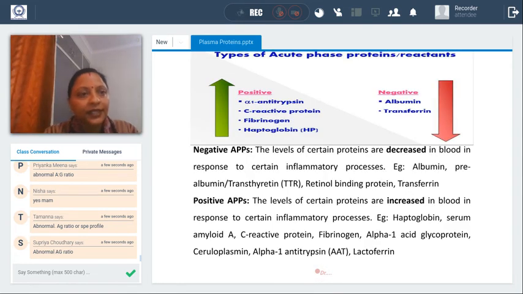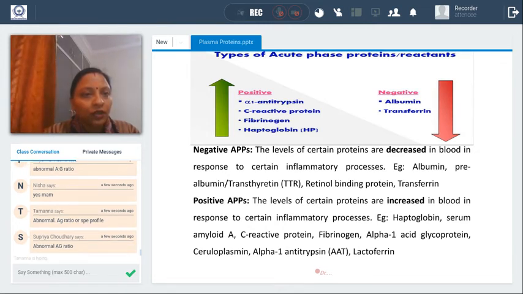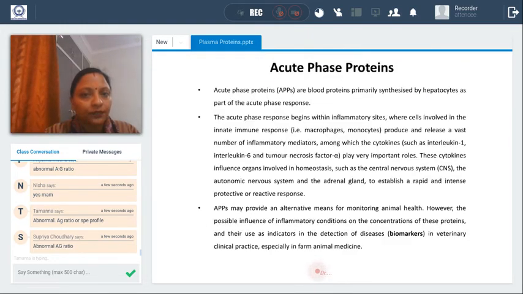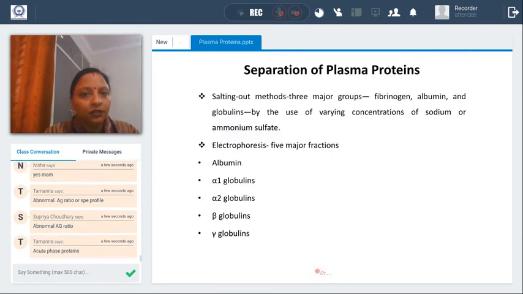So what is APP? Please write in the box. Examples of APP. What are the examples of APP, acute phase proteins? Please write in the box. I will summarize the whole presentation.